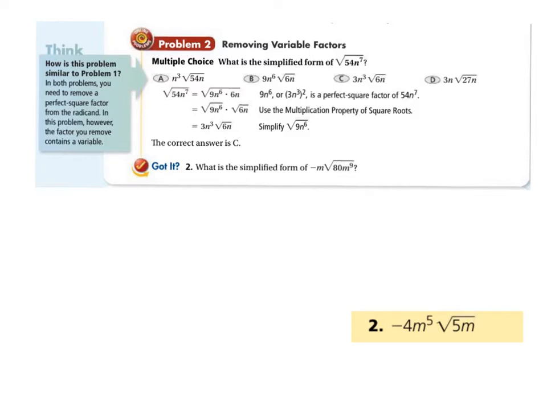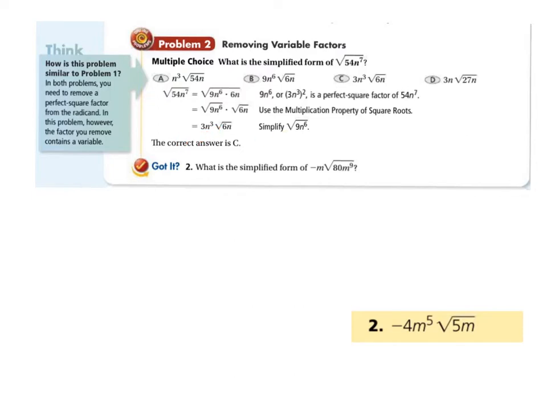Now taking a look here, same thing works with variables. I am able to pull out variables that are perfect squares. So taking a look at their example here, what is the simplified form of the square root of 54n to the 7th?